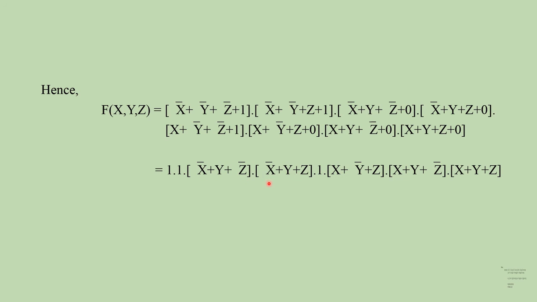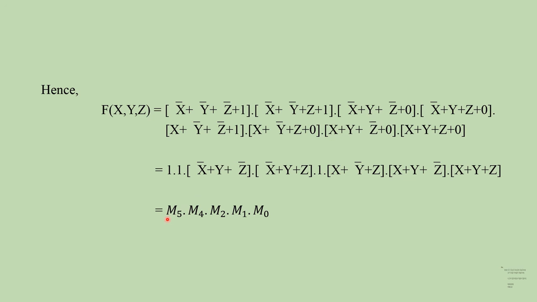Similarly here we also get x bar plus y plus z. Next, this is also one term, so here we write 1. This is also the x plus y bar plus z term. This is also the x plus y plus z bar term, and this is x plus y plus z. So in POS form, what is the functional value of max term? That is, this is the function of 101.